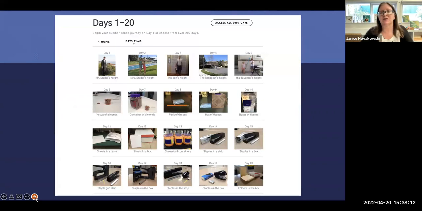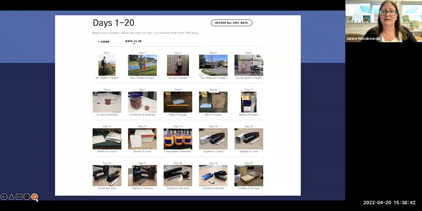So again, here's just a screenshot of one of the pages. If you click on day 1 to 20, you'll get all these different images, and some of them go together in sequence, and some of them are a little bit more in isolation. I've done many of these in different classes for different reasons. I haven't done the height of Mr. Stadell because that's not a personal connection for our students, but I have taken pictures of others and use those, people that are more familiar to the students.